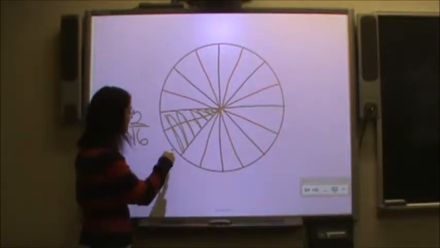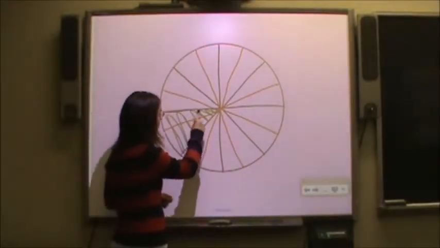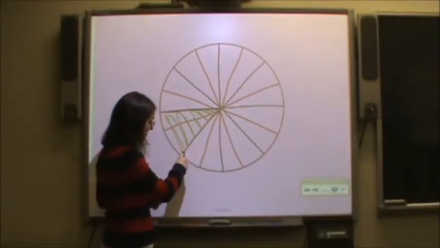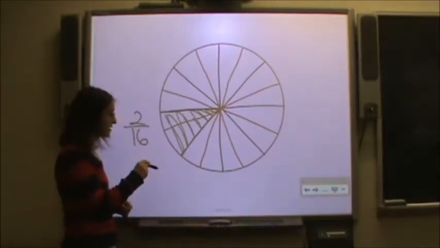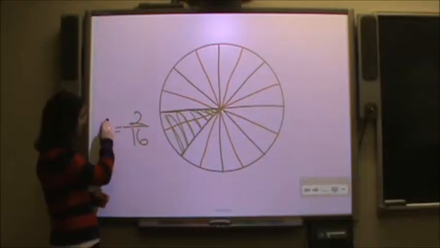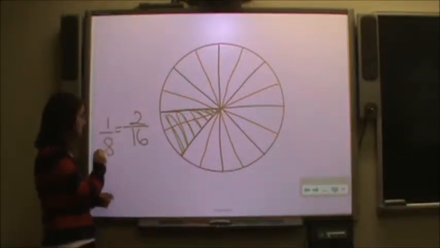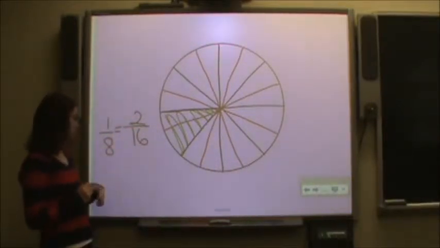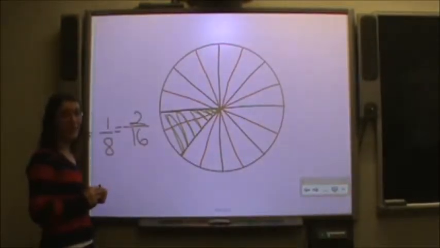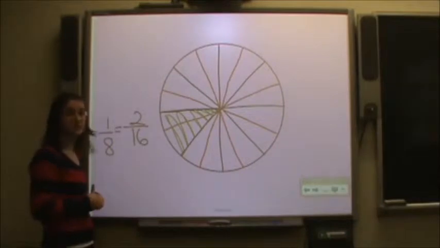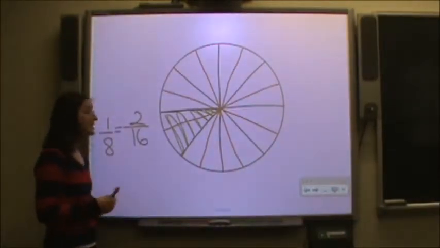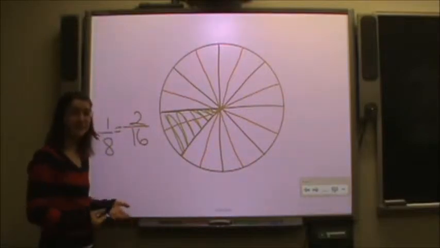But if we also look carefully, 1/8 is the same as 2/16. Those 2 fractions are equal. That means they're equivalent. That's a word that we use in math to say that things are equal. They're equivalent. They're the same. They say the same thing, but they have a different name.